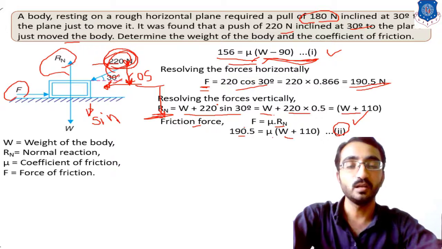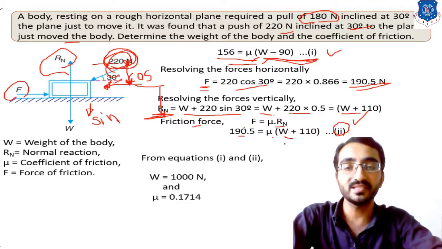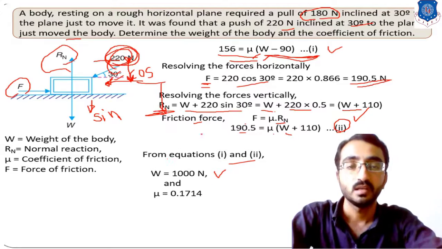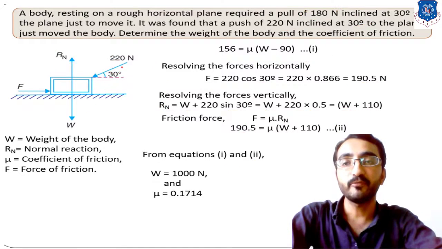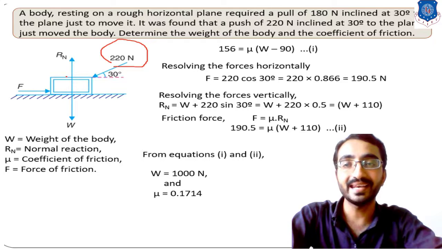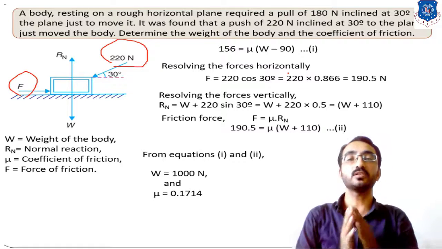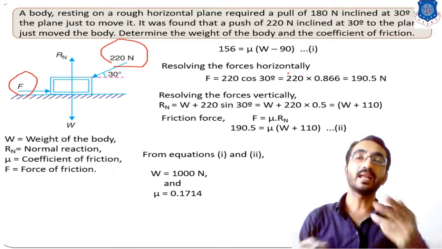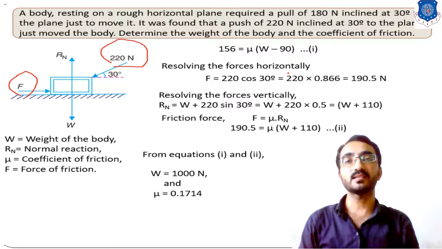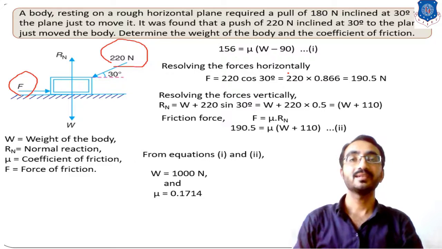In this numerical we can obtain that by solving equations 1 and 2 we will get W is equal to 1000 Newton and mu is equal to 0.1714. So in this way we can say that if we resolve the forces in horizontal and vertical direction, then by simply applying these common rules, the equilibrium in horizontal and vertical conditions will help us to solve the numericals of friction. Okay, thank you.